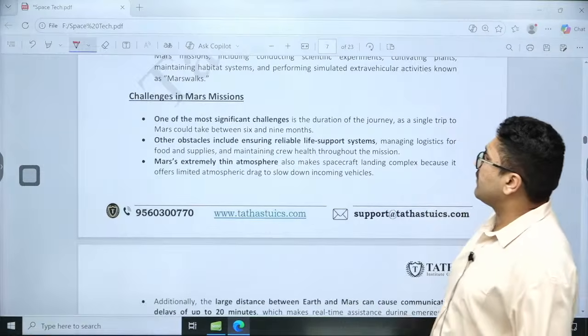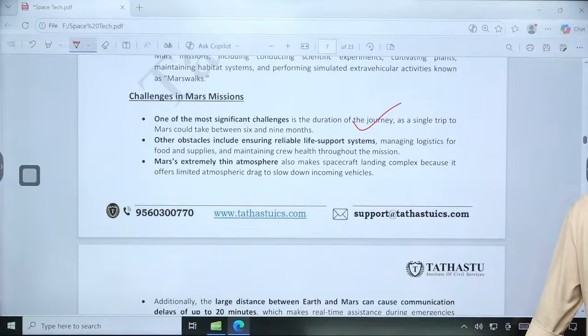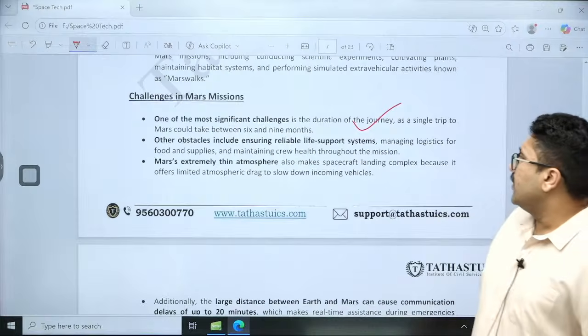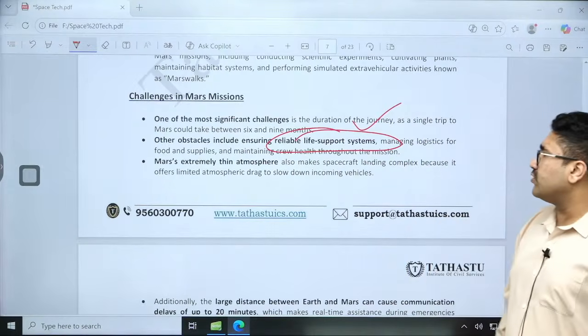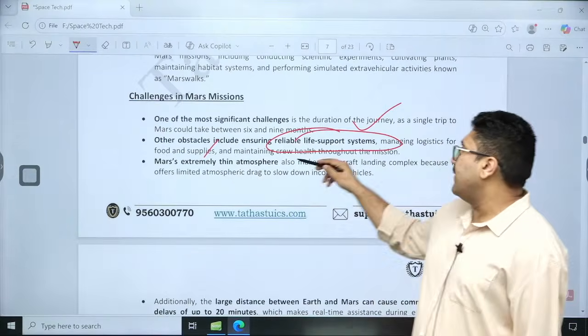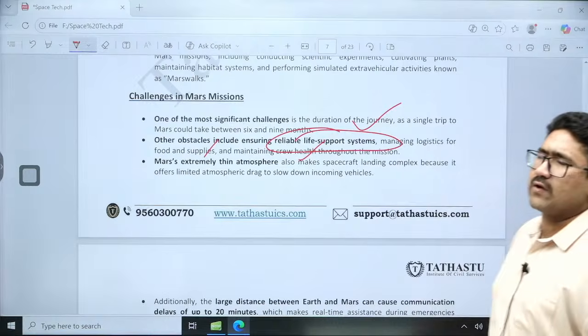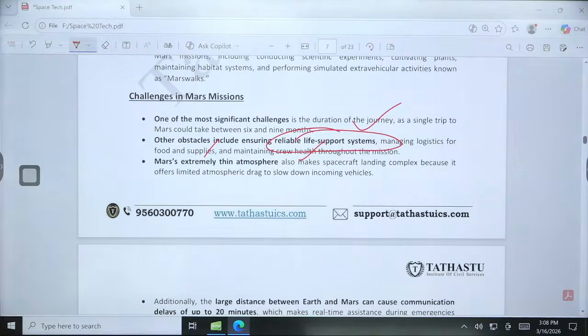What was the challenge? One of the most significant challenges is the duration of the journey, as a single trip to Mars could take 6 to 9 months. तो 6 से 9 महीने लगेंगे पहुंचने में. वो जो time period है, that is 6 to 9 months of space time, that has not been replicated here. Obstacles include ensuring reliable life support systems, managing logistics for food and supplies, maintaining crew health throughout the mission. For the first time, humans are going to stay on Mars. For that, a reliable life support system is required, and how long can they survive?